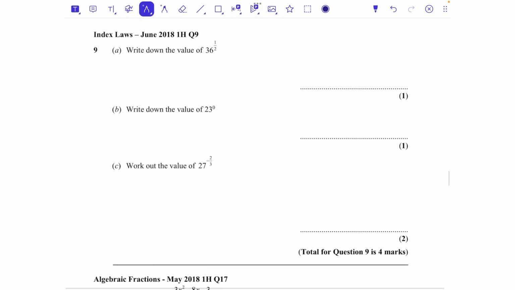And then we've got more index laws from a different paper, June 2018, this one was. 36 to the power of a half. The power of a half just means a square root. So x to the power of a half is the same as the square root of x. So if you are asked the power of a half, that is just the square root. So the square root of 36 is 6.